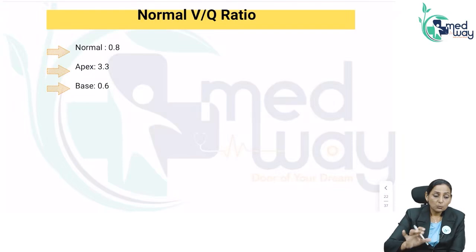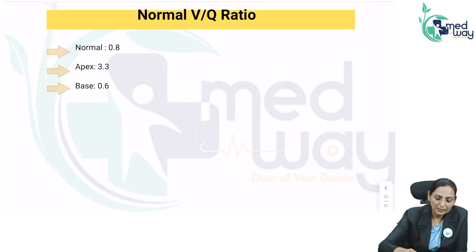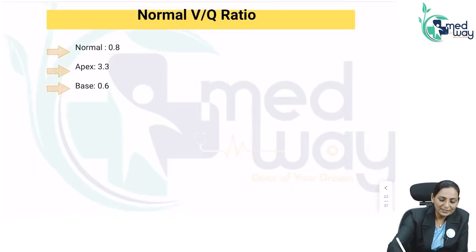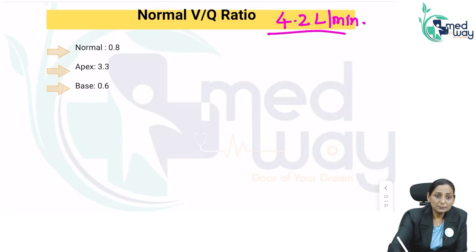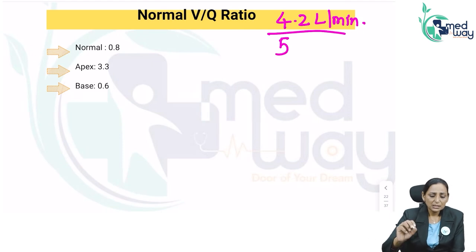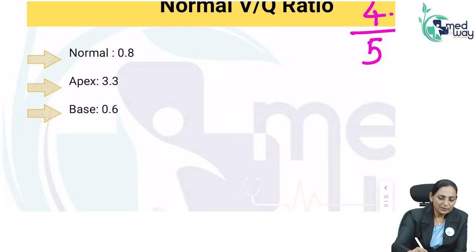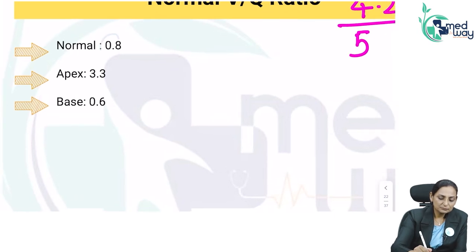Now, what is this ventilation perfusion ratio? So when we speak of the ventilation perfusion ratio, ventilation is alveolar ventilation, 4.2 liters per minute. And the perfusion is Q, that is the pulmonary blood flow, which is 5. So, simple MCQ. The normal ventilation perfusion ratio is 0.8. Okay, the normal ventilation perfusion ratio is 0.8.